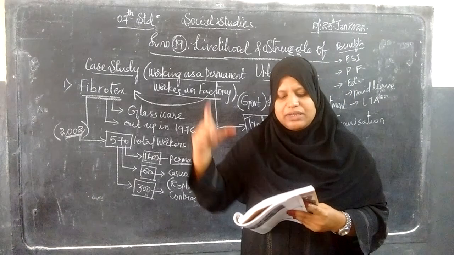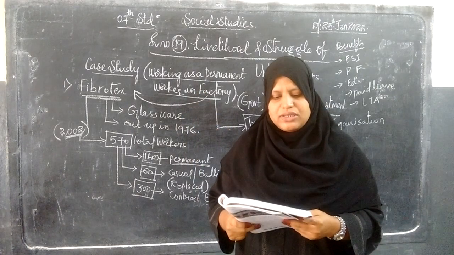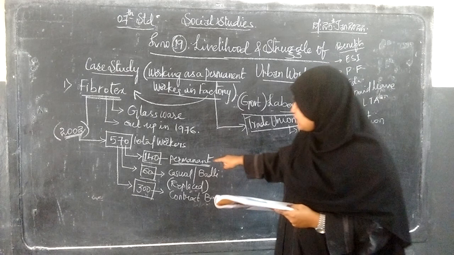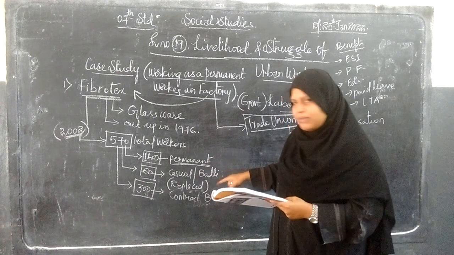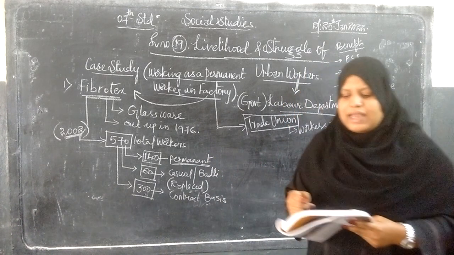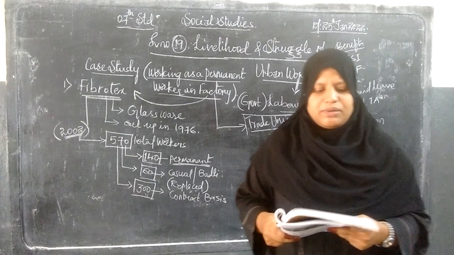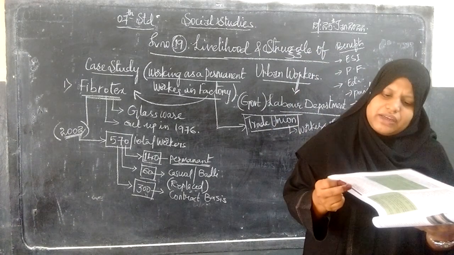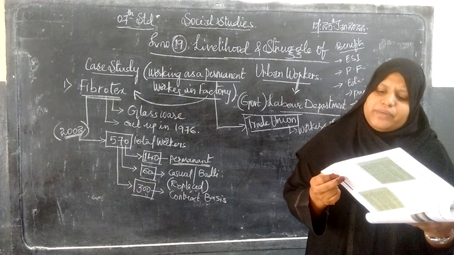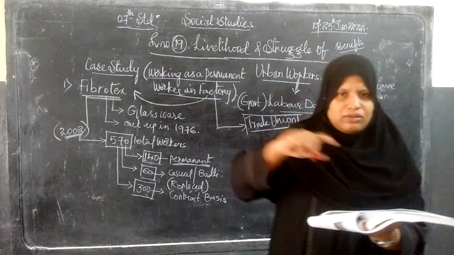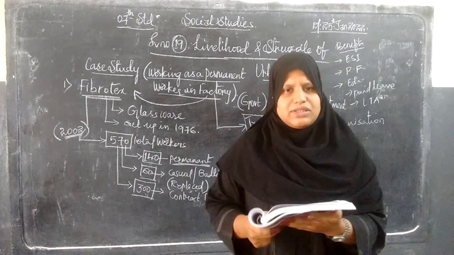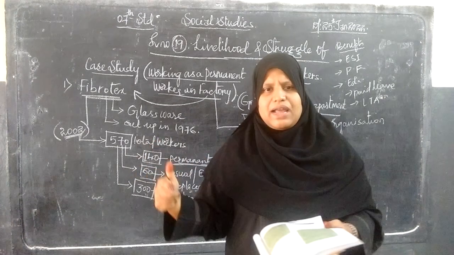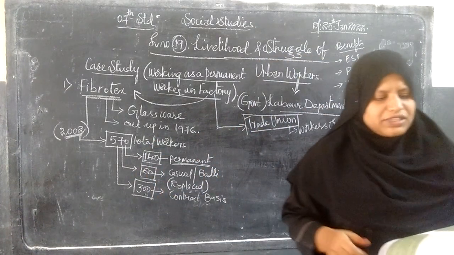So here they have given three in-box questions. First, what is the difference between a permanent worker and a badli worker? Second, calculate the difference of the monthly salary of a permanent worker and a casual worker. On the previous page they have given the salary of the permanent worker and of the badli worker. You need to work out how much the difference is between the permanent worker and the casual worker on a monthly basis.